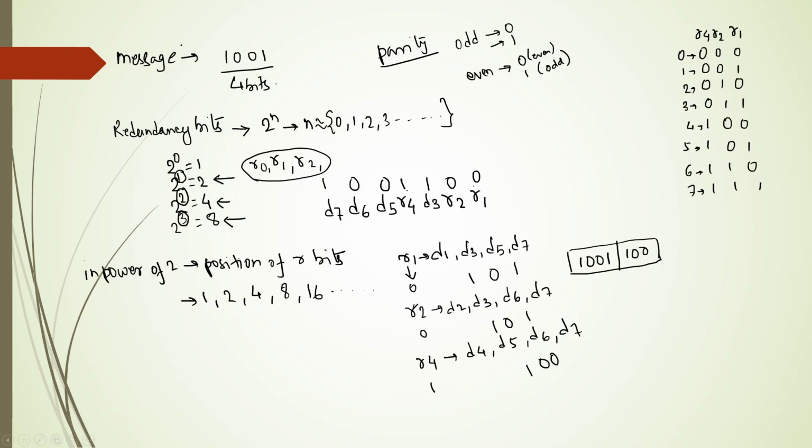Okay, so at the receiver side, let us see what happens. What was the data? It was 1001 and 100, right? Now suppose this data point becomes a 1 during transmission. So now what will be the data? It will be 1101 and a 100.